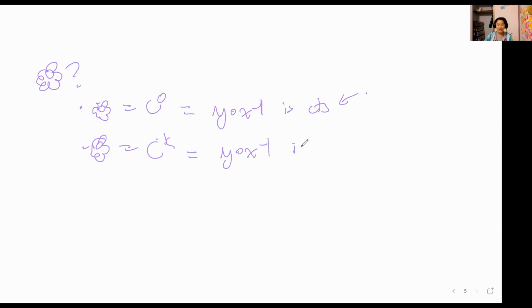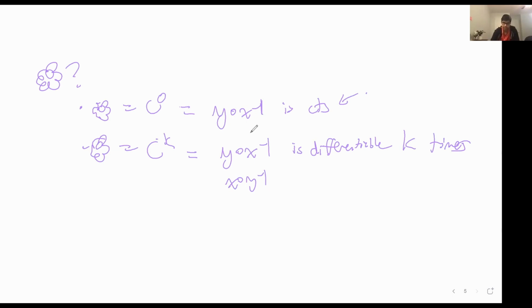K times, and X after Y inverse also is, but that's redundant to say. But what were you going to say? You don't have to write it then if it's redundant. What are you going to say?